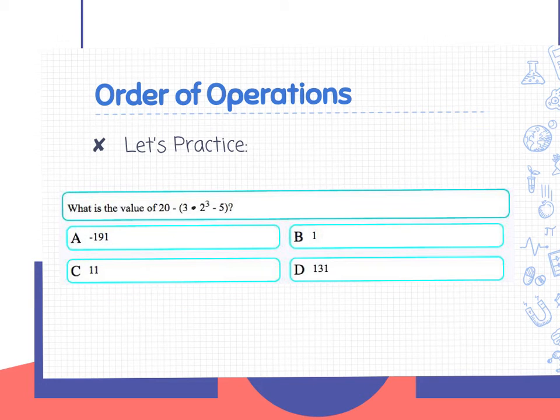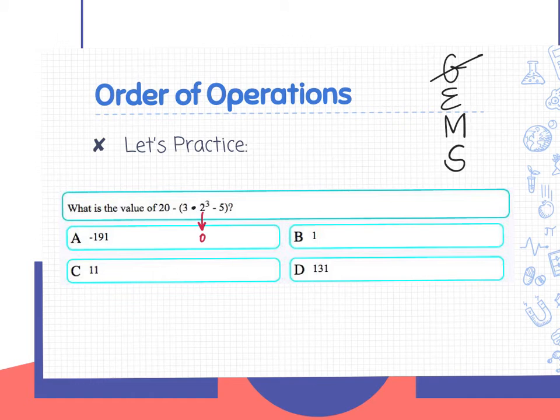Okay, another one. Follow order of operations. Do we have any grouping symbols? We absolutely do. So we're going to be working inside here. And inside our grouping symbols, do we have grouping symbols? No. Inside our grouping symbols, do we have exponents? Yes. So we're going to simplify this.